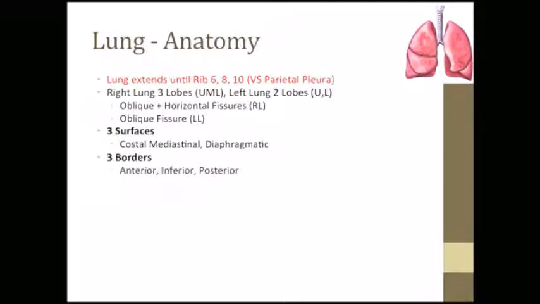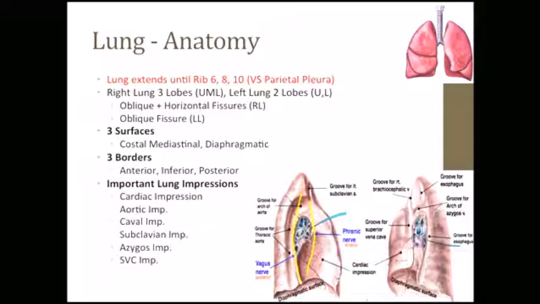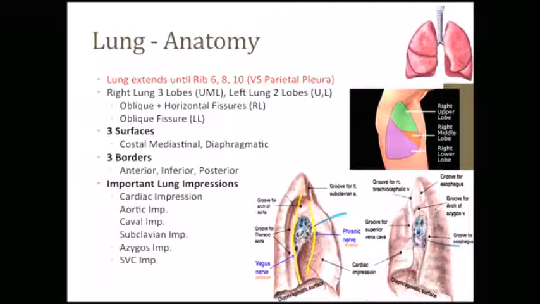So you have 3 surfaces, costal, mediastinal, diaphragmatic, 3 borders, anterior, inferior, posterior. Frankly, not really that important. And these are some of the lung impressions. Of note, the cardiac impression and the aortic impression are the more important ones. The others are good to know. Okay. If you see this diagram here, this is the picture of a right lung. Notice how there are 2 fissures in the front of the lung and only 1 fissure at the back.